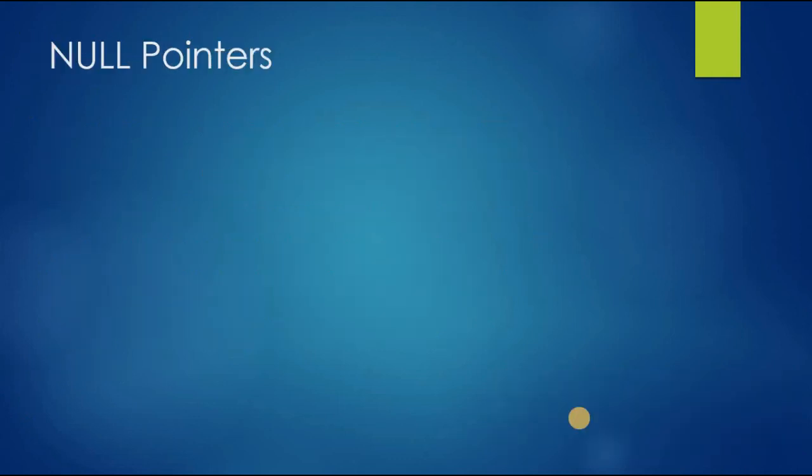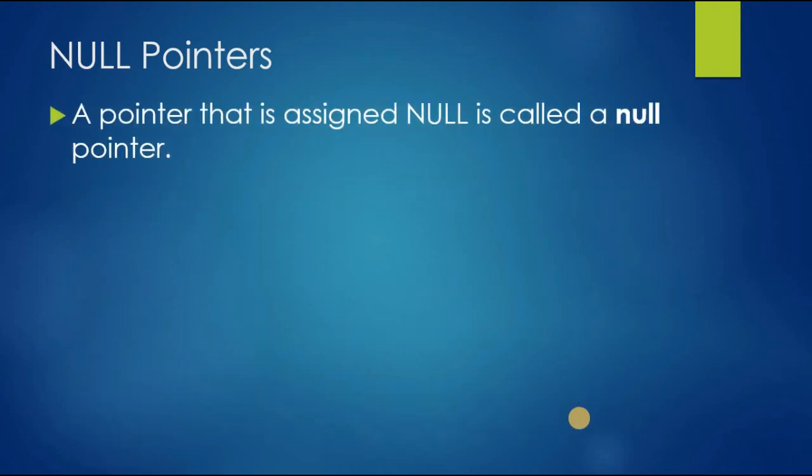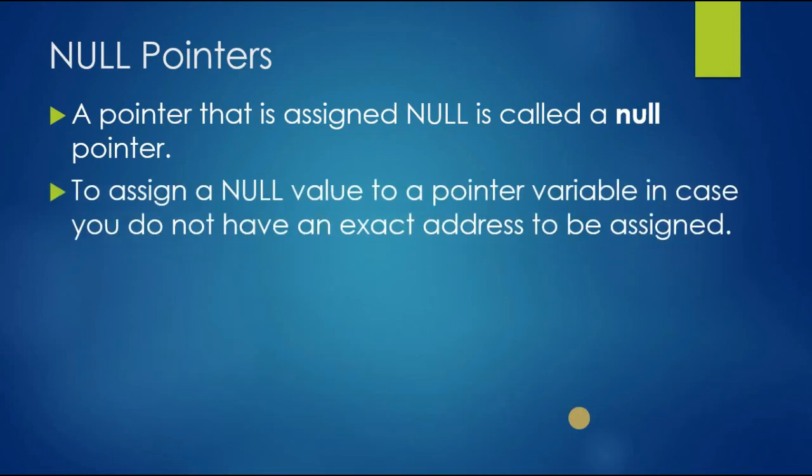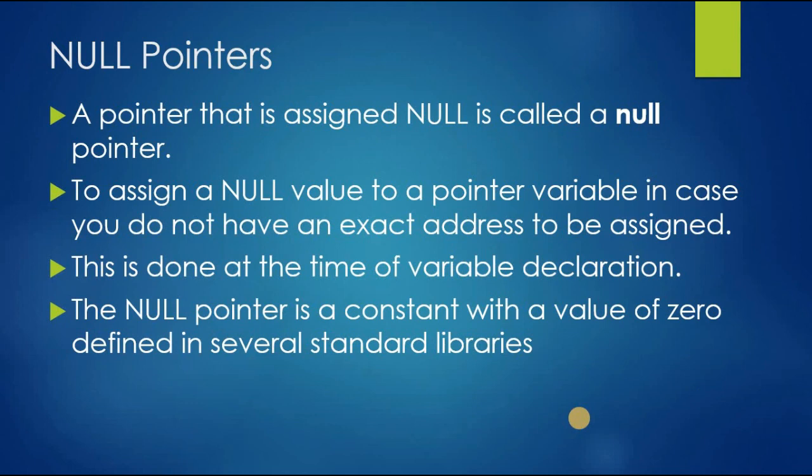Now we'll see about null pointers. A pointer that is assigned null is called a null pointer. We assign a null value to a pointer variable in case we do not have an exact address to assign, and this is done at the time of variable declaration. The null pointer is a constant with a value of 0 defined in several standard libraries.